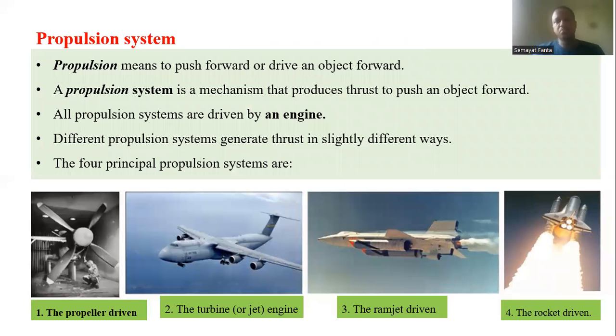All propulsion systems, in general, are meant for pushing the object forward. Our basic aim is to push the object forward by applying the action and reaction law, Newton's third law. Our aim is to move the object forward. So a propulsion system is a mechanism that produces thrust to push an object forward.